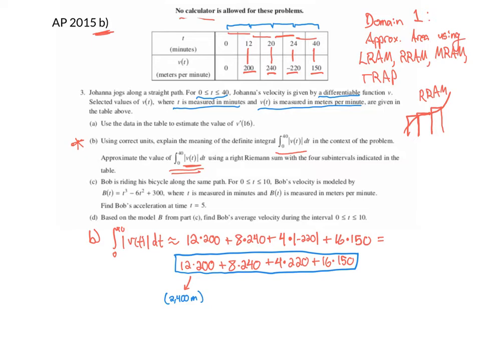So if you take all of these pieces and add them together, what you would end up with is the conclusion that this is the total distance traveled. And then very important that we do this last step as well. You see it says using correct units. So we're going to say the total distance traveled in meters.